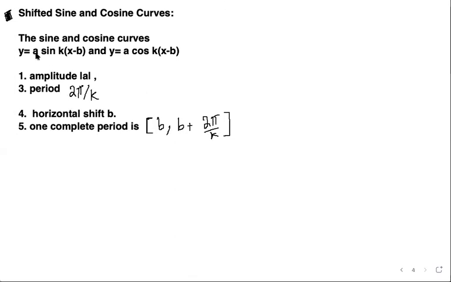So again, a sine, this is k. This is my k here. This is k. 2 pi over k is the period. The amplitude is the absolute value of a, this a here. And the one complete period is from b, comma, b plus 2 pi over k, the period.